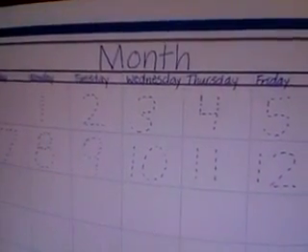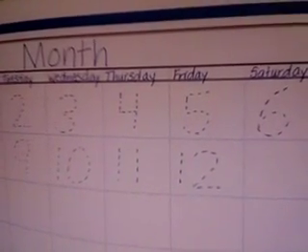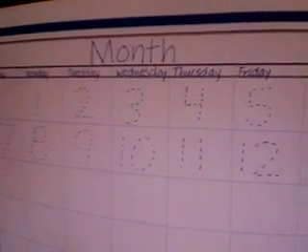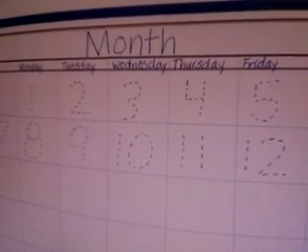So where it says month, you'll write in what month it is. And the days of the week, you'll write in the days of the week. So Sunday through Saturday there. And then the numbers, as you can see, I have them written with dots right now, but we'll talk about that in a little while as to why I wrote them that way.